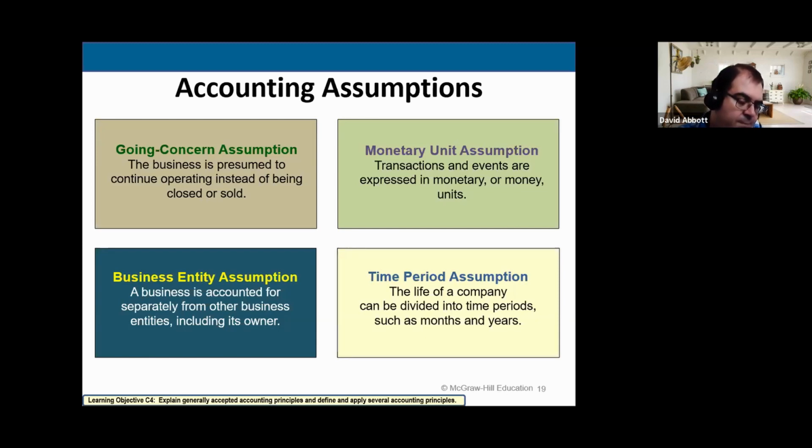And then finally, the time period assumption is that the life of a company can be divided into time periods, which are months and years. So usually you'll have financial reports that are done monthly, some that might be done quarterly, some that might be done annually. And so just make sure that you know what period those transactions took place.